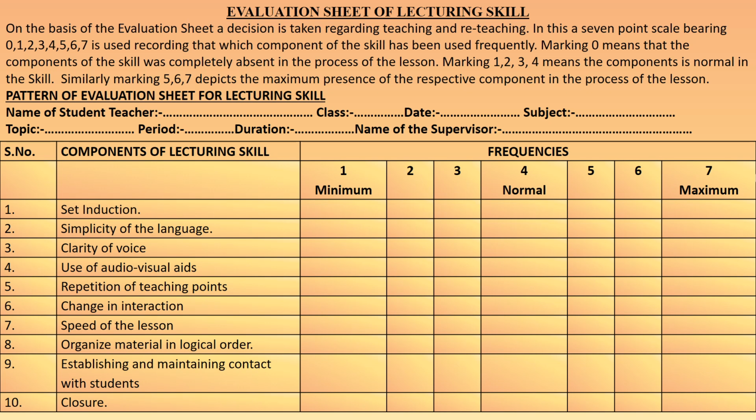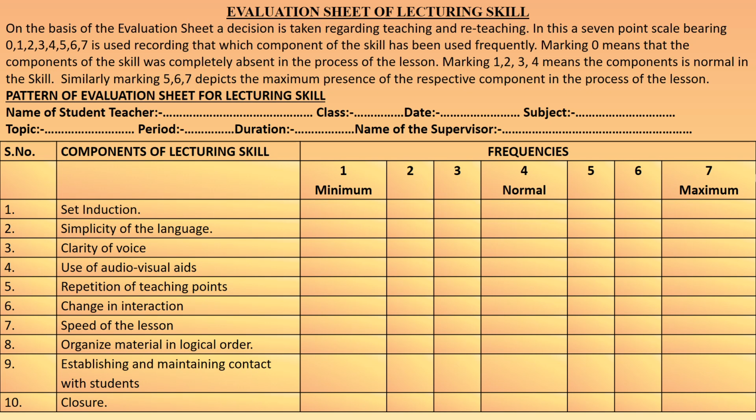Marking 1, 2, 3, 4 means that the component is normal in the skill of teaching. Similarly, 5, 6, 7 depicts the maximum presence of the respective component in the process of lesson teaching. In the pattern of the evaluation sheet, in the skill of micro teaching, first of all, we have to write the name of the student teacher. After that, class, subject, topic, period and duration will be written. Lastly, the name of the supervisor will be mentioned.